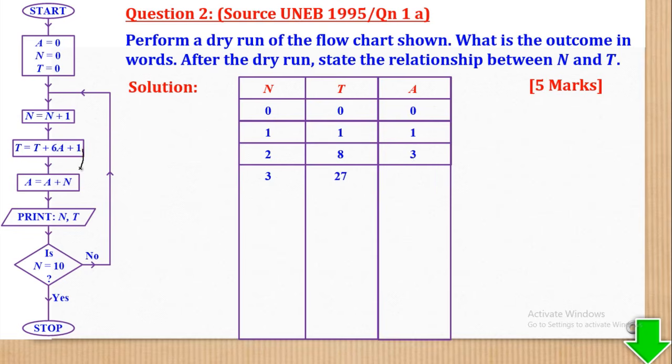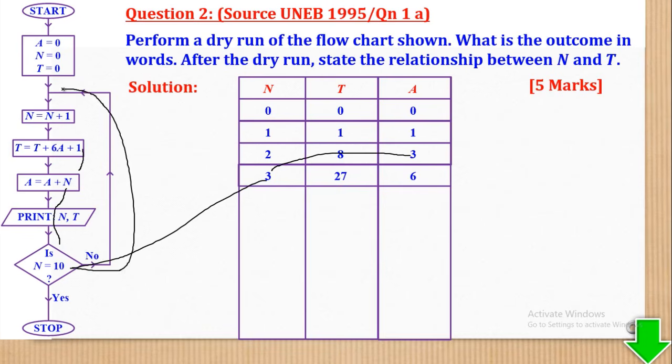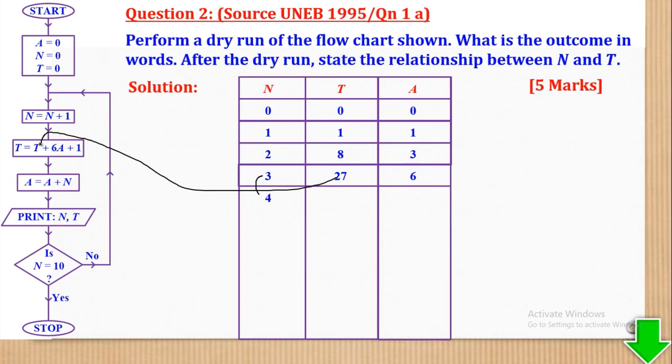Then from this takes you to this, where I have to add A to N. So 3 plus 3 gives you 6. Then you print and ask yourself, is N equal to 10? So this decision takes you to no. So no means that you are going to increment N by 1. So increment N by 1, it was originally 3, it gives you 4. Then go to this. Now T is 27 and A is 6. So therefore 27 plus 6 times 6 plus 1, it will give you 64.